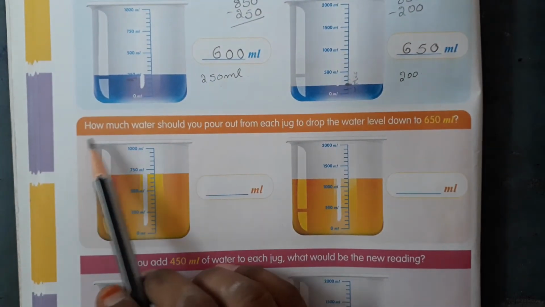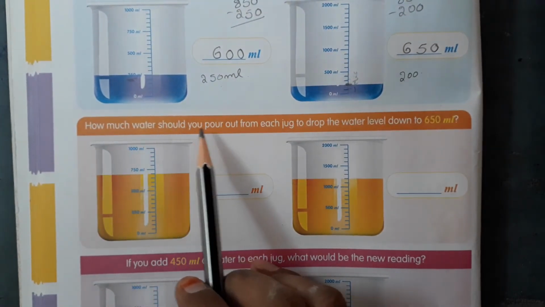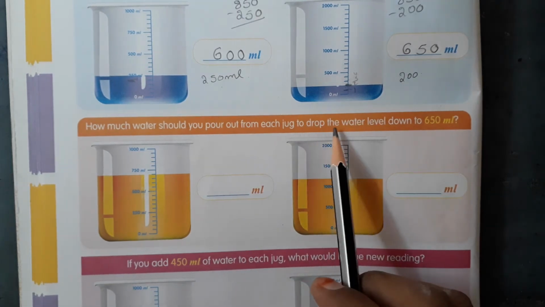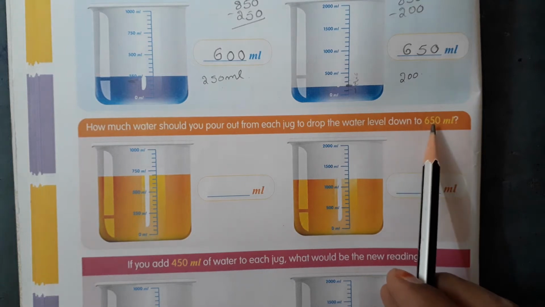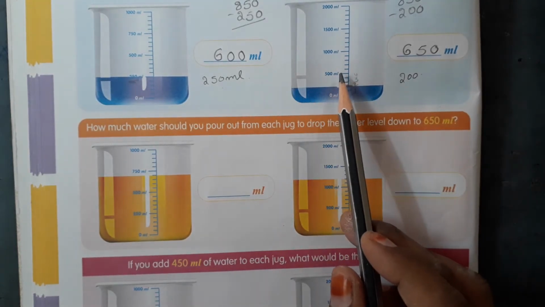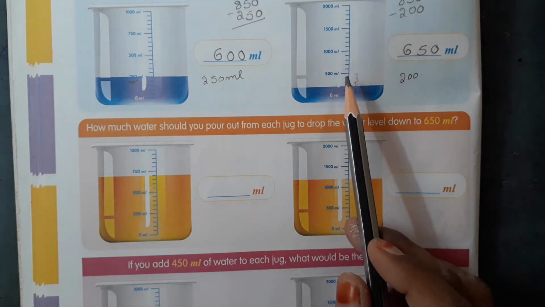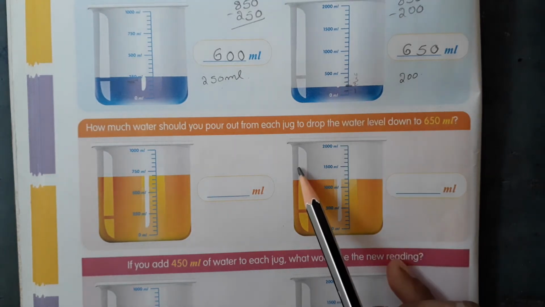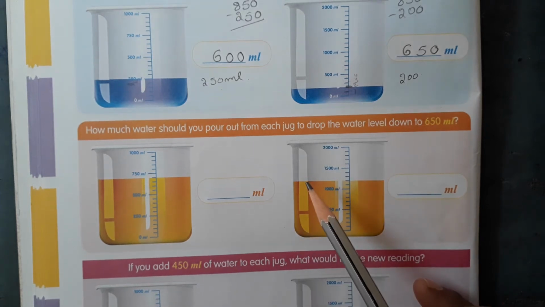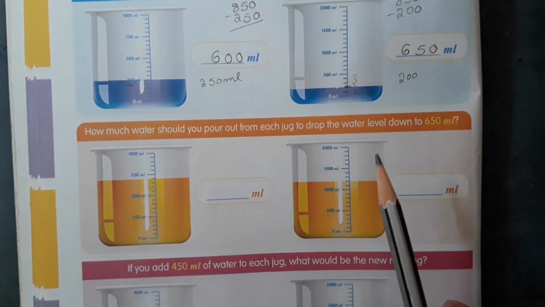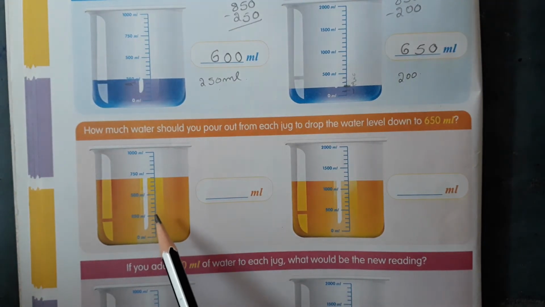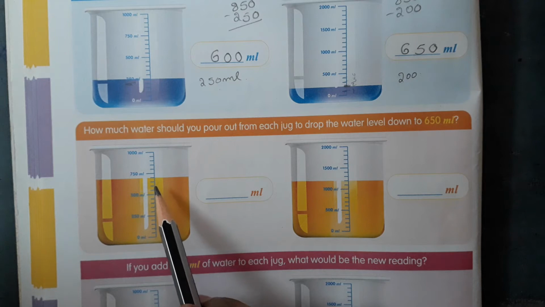Next, how much water should you pour out from each jug to drop the water level down to 650 ml? In the previous question, they were asking how much more water is required to fill. But here, how much water should be poured out from the jug to drop the water level? So here, what is the actual quantity in the jar?